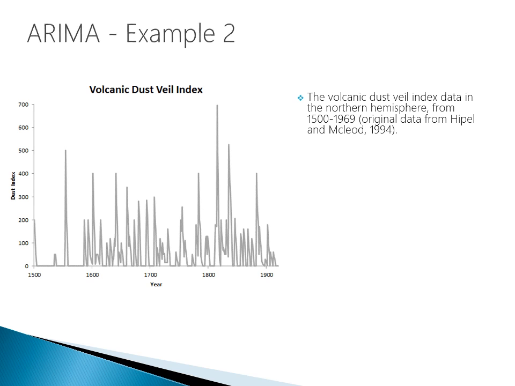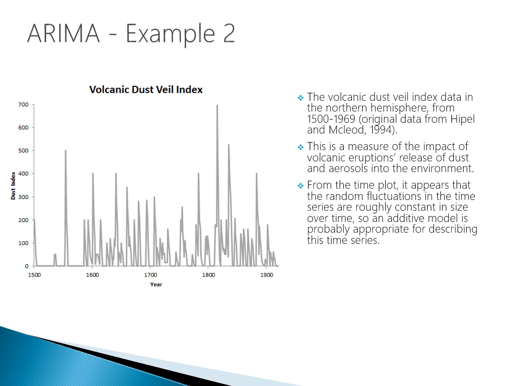So let's get into another ARIMA example. The volcanic dust veil index from the northern hemisphere from 1500 to 1969. This is a measure of the impact of volcanic eruptions, release of dust and aerosols into the environment. From the time plot, it appears that the random fluctuations in the time series are roughly constant in size over time, so an additive model is probably appropriate for describing this time series.